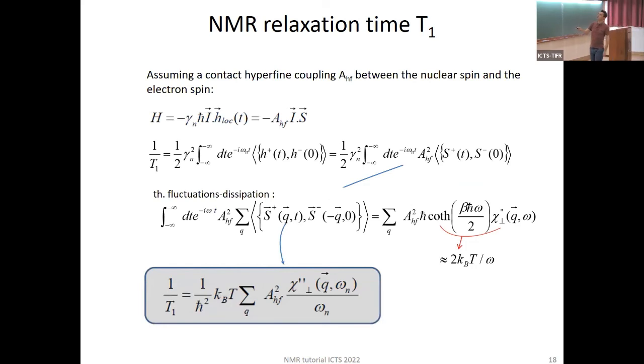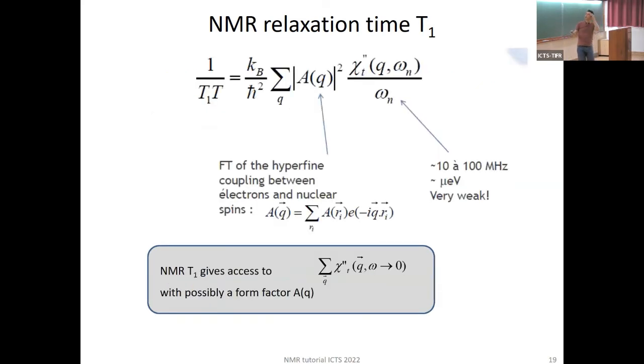Fluctuations of the local field are obviously related to fluctuations of the spin. That's the spin of the electrons that gives the local field. So you can rewrite it like that: 1 over T1 is just related to the fluctuation of the spin. If you wish, you can rewrite it, since the fluctuations are related to the dissipation, as a function of chi double prime. So at the end of the day, 1 over T1 is measuring chi double prime of Q and omega, the quantity that you measure very clearly with inelastic neutron scattering. You will see that in the next talk.